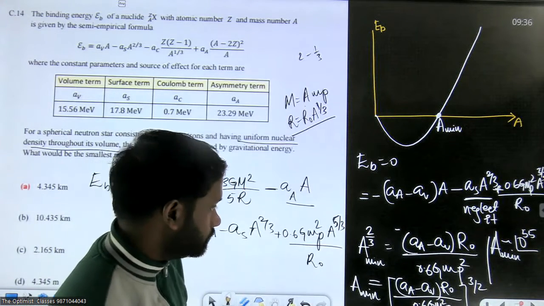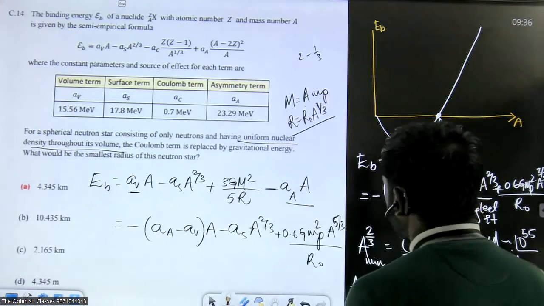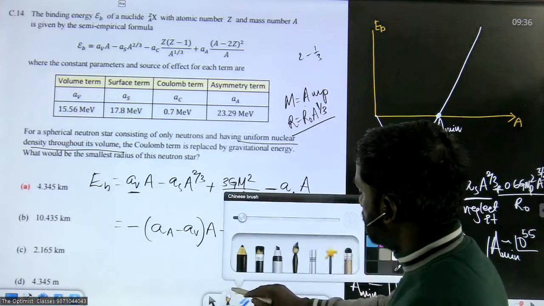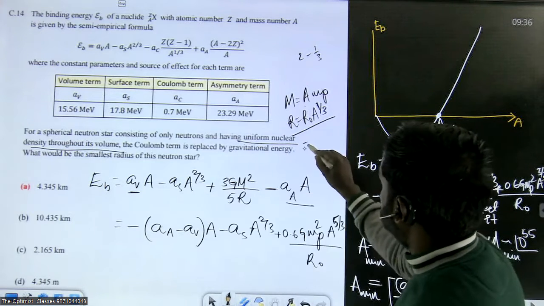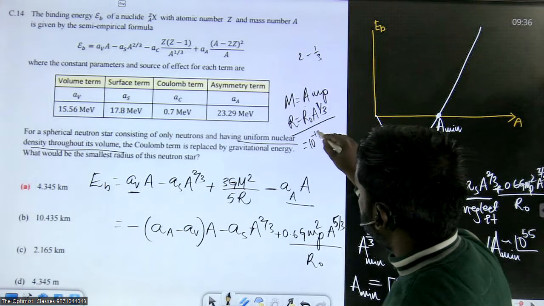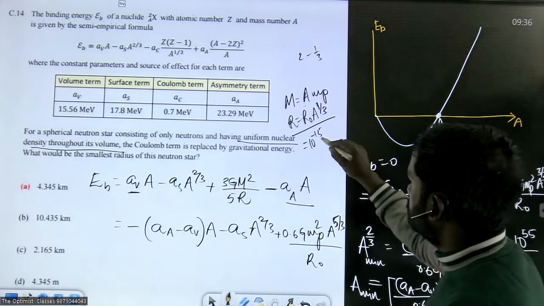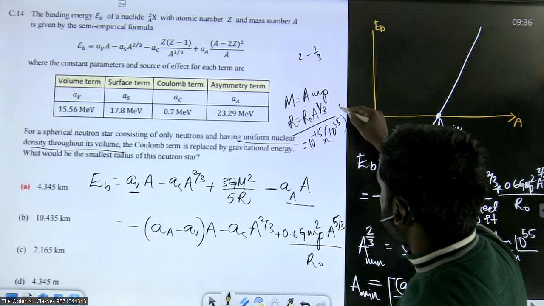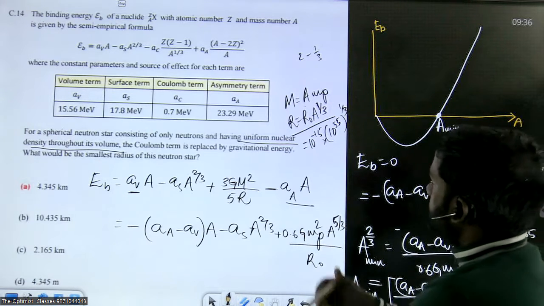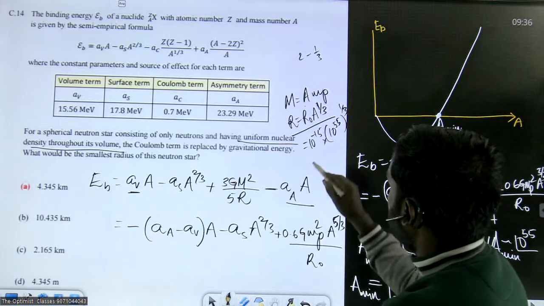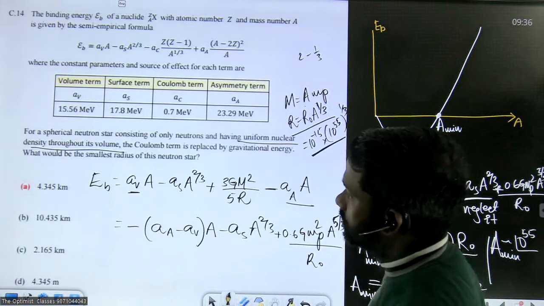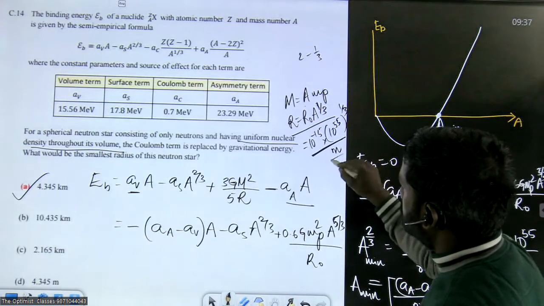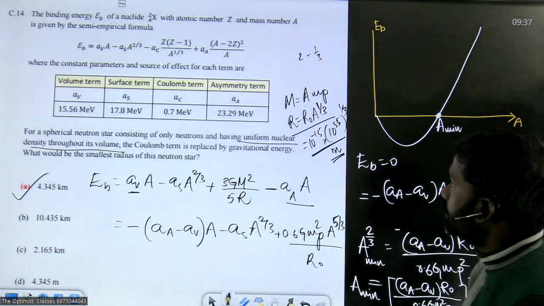Now we have gotten A, so we'll put A back in this relation. We know that r naught is of the order of 10 to the power minus 15, 1.2 times 10 to the power minus 15, and here you get 10 to the power 55, to the power 1/3. Now you just do this calculation. When you do this calculation, you will get option A. This answer is coming in meters, so you will convert it into kilometers.